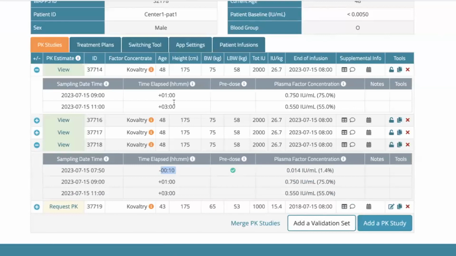The only difference between these two infusions is that in the second one, I had a pre-dose measurement. The patient in the second infusion was sampled before the infusion of factor. 10 minutes before the infusion of factor, we measured the plasma level of factor VIII. Okay? So I show you the graph.